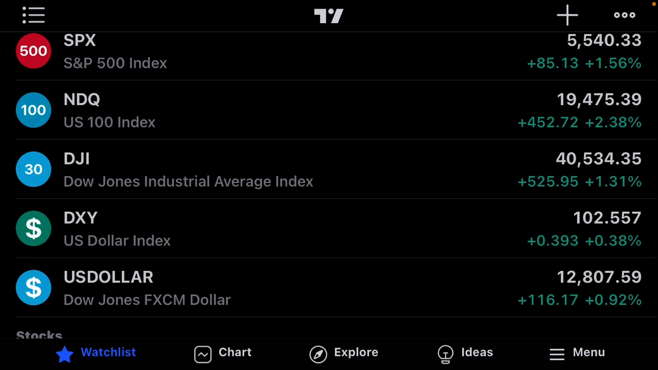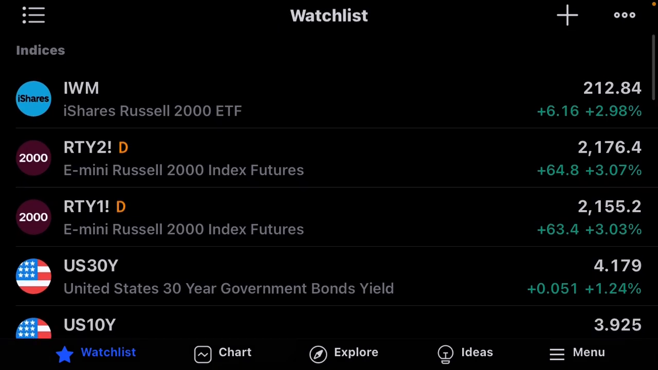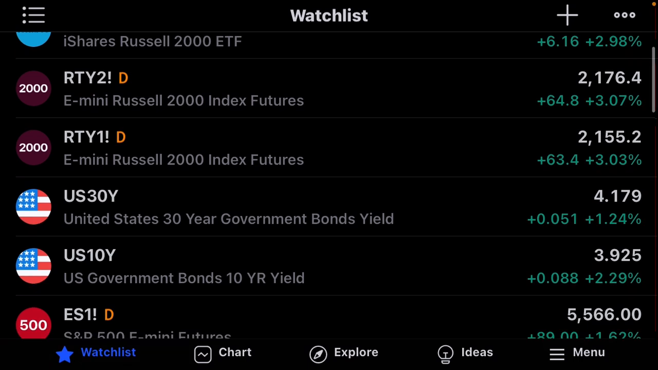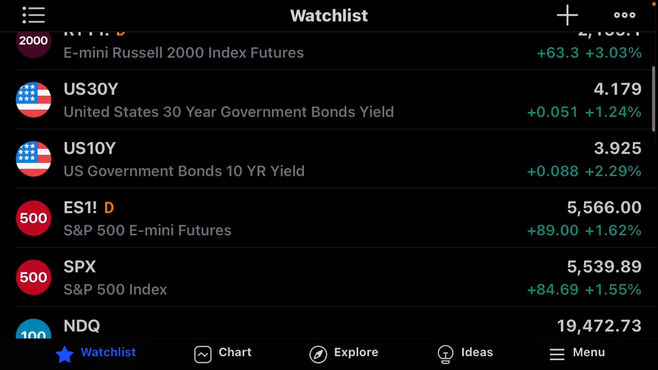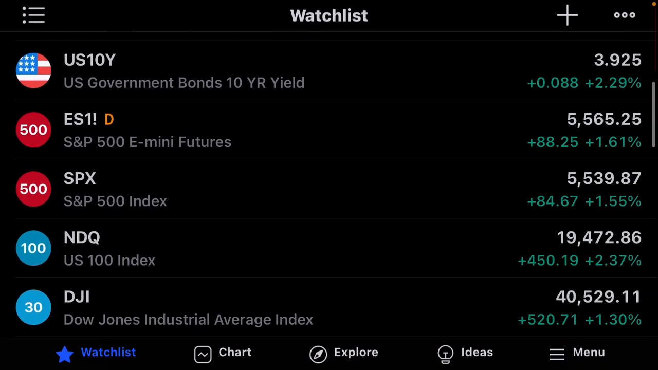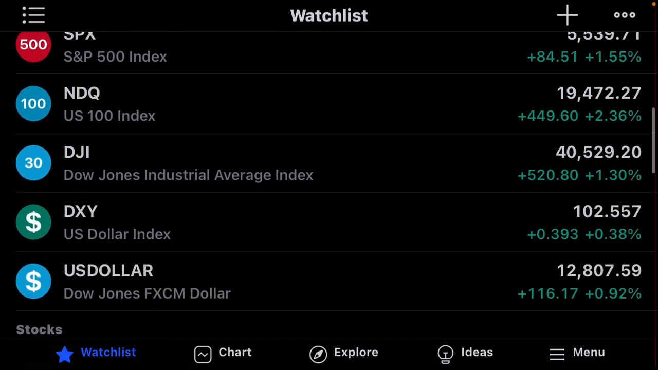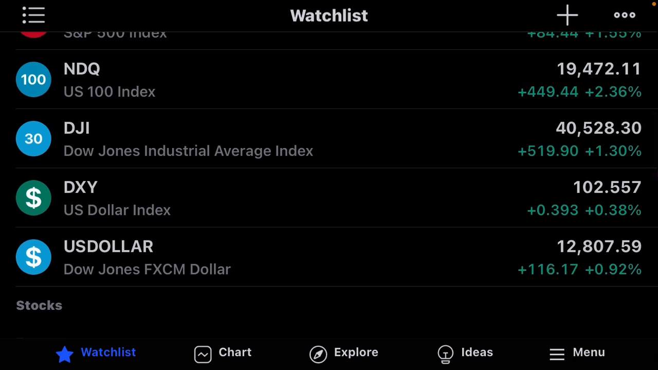And then there's all these other ones. The Russell is up 63 points. The yields and the government bonds are up. S&P 500 is up. NASDAQ's up 450. Dow Jones is up 520. Dollar is up 0.39.